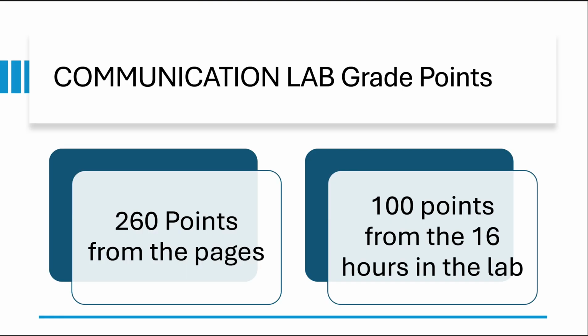Now, you cannot pass this course without putting significant time into the lab. There are 260 points from the pages in the lab manual and 100 points from the 16 hours in the lab. If you only do 8 hours, that's 50 points, and so on and so forth. I do adjust as times go on. So how do you do this?